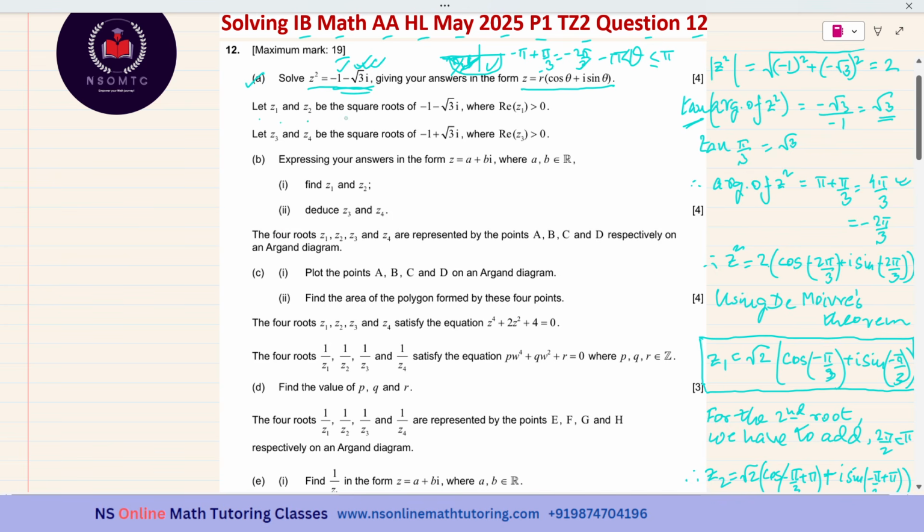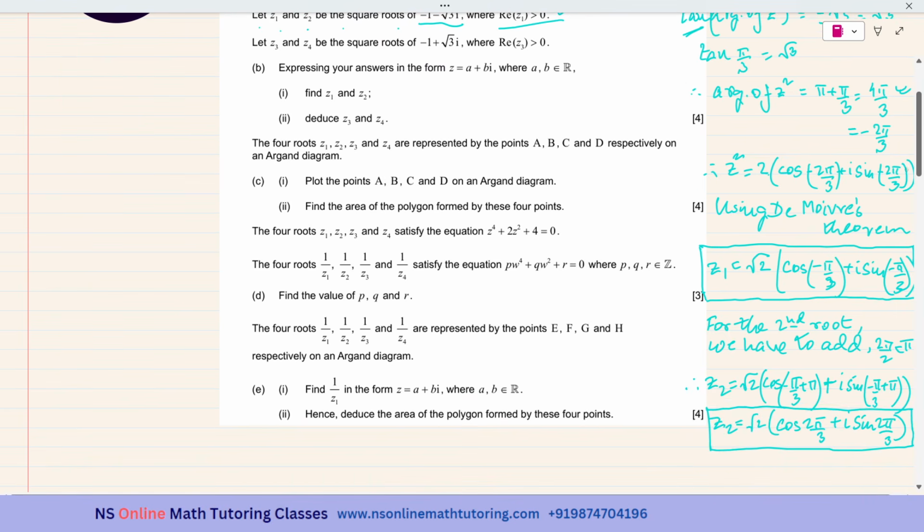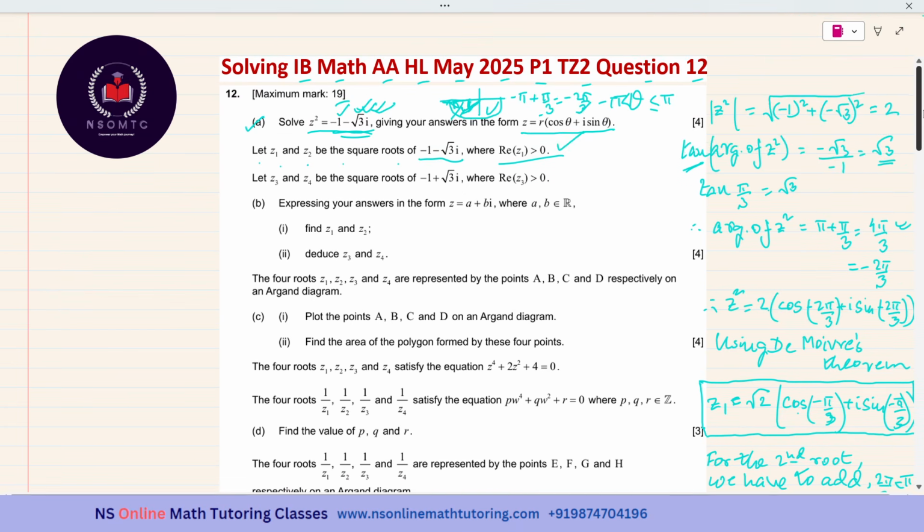Let Z1 and Z2 be the square roots of minus 1 minus root 3i, this one, where the real part of Z1 is greater than 0. That means it will be a positive number and we have named the roots correctly. See, because cos of negative pi over 3 will be equal to cos of pi over 3, which will be equal to half. So the real part will be root 2 times half, which is root 2 over 2. So the real part of Z1 is greater than 0. So this is Z1 and the other one is Z2.